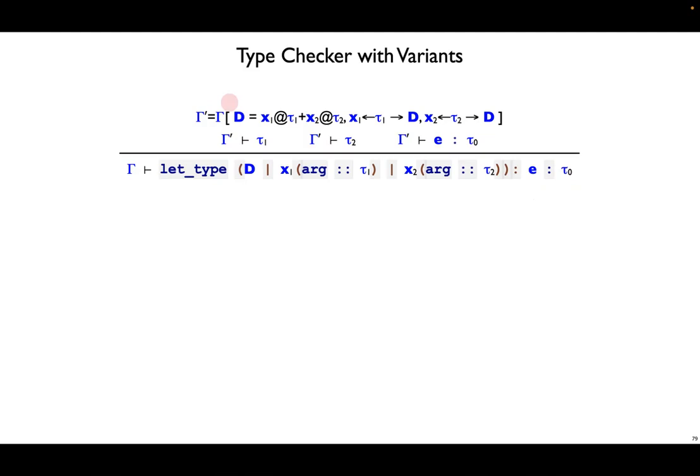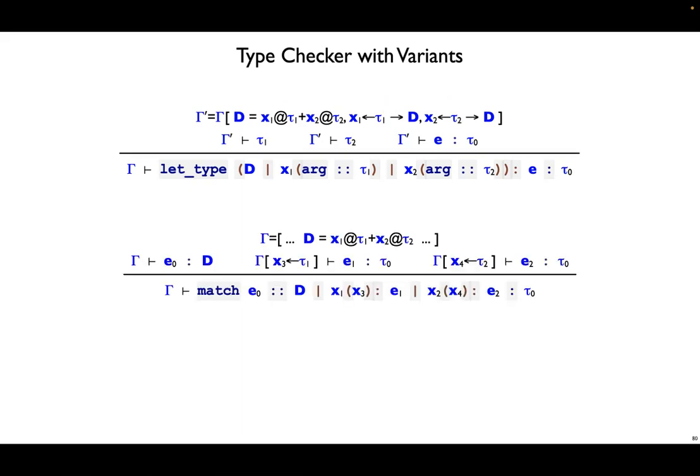There are three things in the extension. First, that D is a new defined type with an x1 variant and an x2 variant. Second, that x1 is a constructor function that takes in a tau1 and returns a D. Third, x2 is also a constructor function. This one takes in a tau2 and it also returns a D. And with that, we're in pretty good shape.